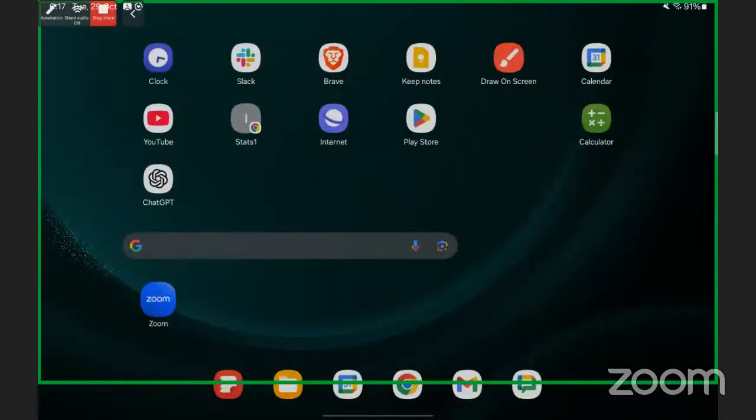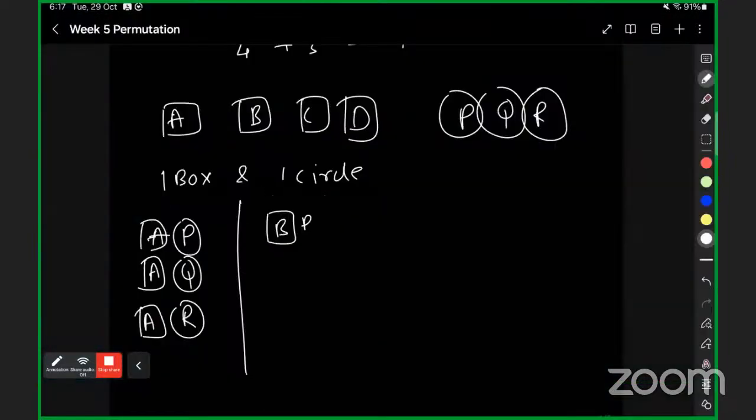Share my screen again. Okay, so I was explaining that you have 4 boxes and 3 circles, and you have to choose one box and one circle.